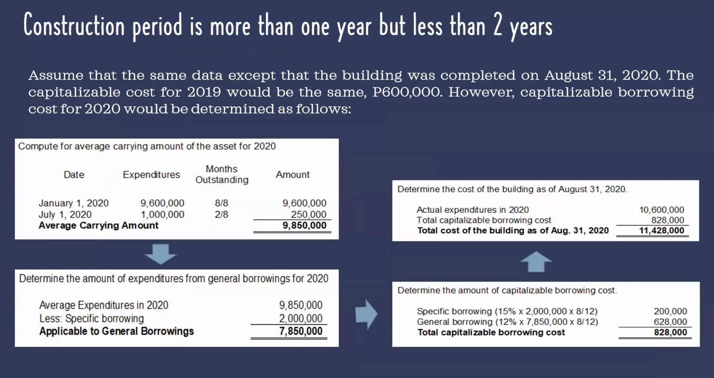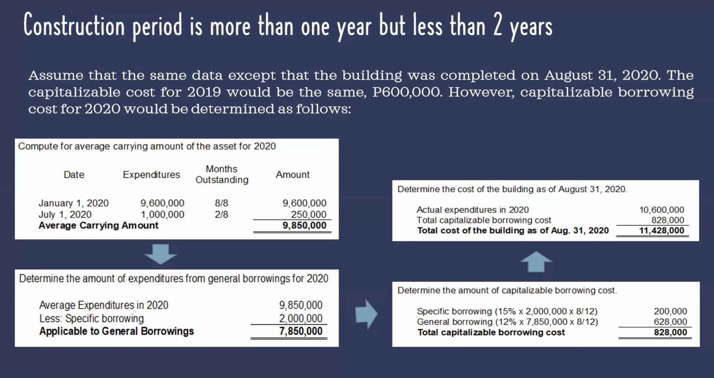Now, what if the construction period is more than 1 year but less than 2 years? So, example dun sa ating illustration kanina, di ba dun, na-complete ang building as of December 31, 2020. So, what if daw, no? Let us assume that the same data nung kanina na illustration, except that the building was completed on August 31, 2020. So earlier date na kompleto. So more than 1 year but less than 2 years siya. So most probably that is only 1 year and 8 months, no, if I'm not mistaken. 8 months yung August 31, 2020.